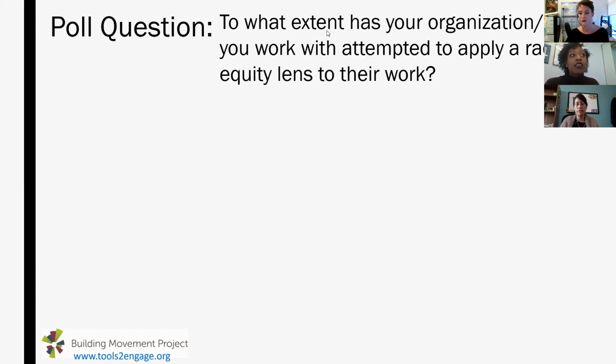So if we're thinking about applying a racial equity lens, then there are byproducts of that. Diversity is one of those byproducts, but it should not be confused with racial equity, if that makes sense. That's so helpful. Thank you.